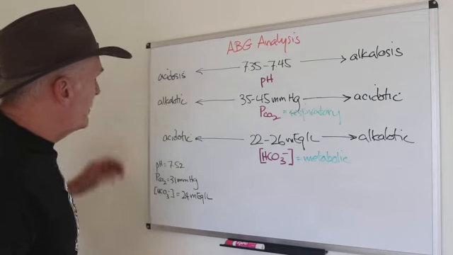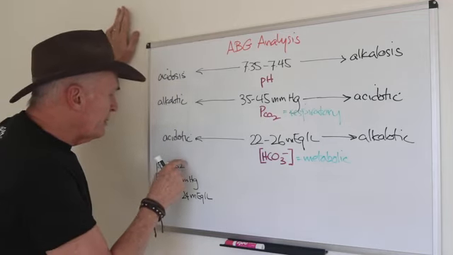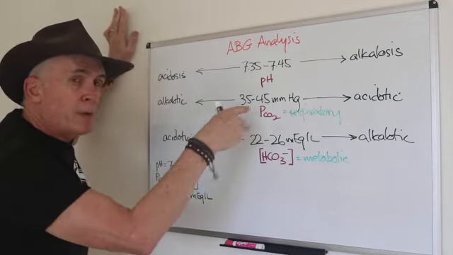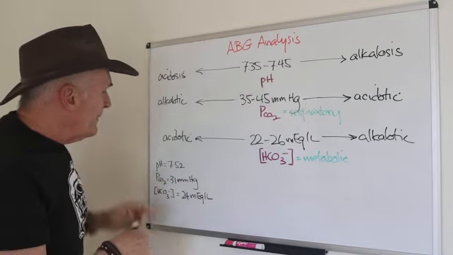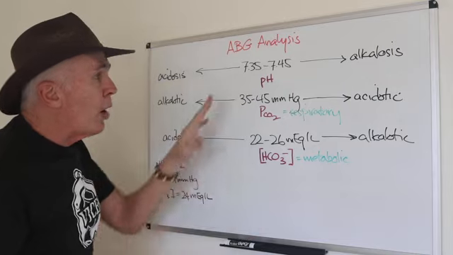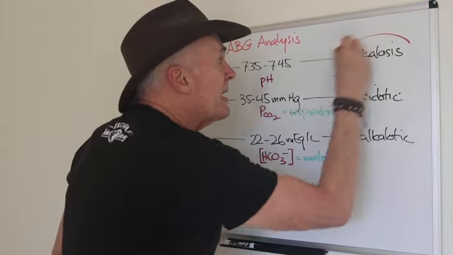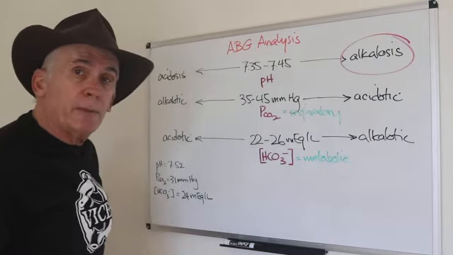So let's do our first problem here. Remember, we always do pH first. You can do these in any order. I just wrote them in this one. You just have to do both of them, that's all. So pH of 7.52. So where are we? This person is in a state of alkalosis, all right?